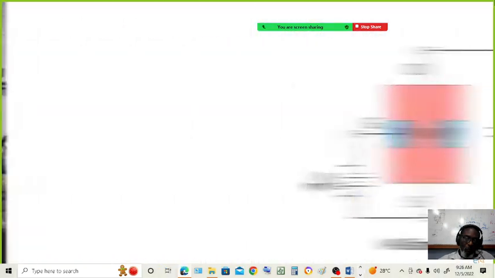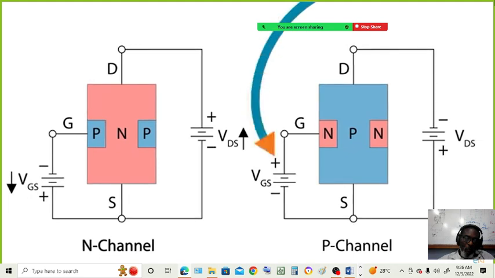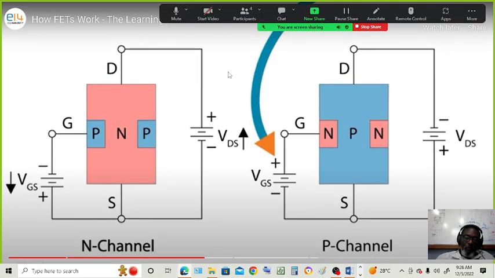N-channel JFETs are used far more commonly than P-channel JFETs, but they effectively work the same way, simply with a reverse polarity. In a P-channel JFET, the gate would be connected to positive rather than negative.